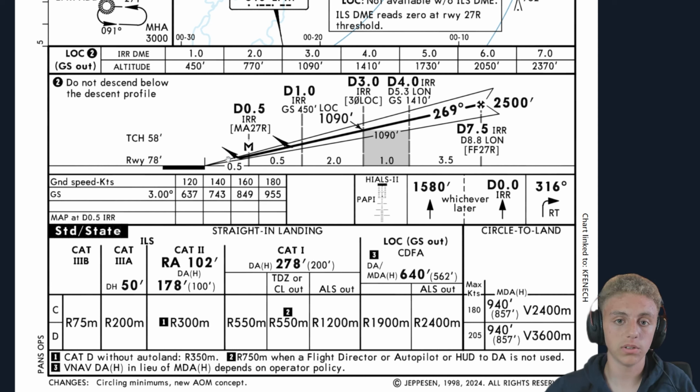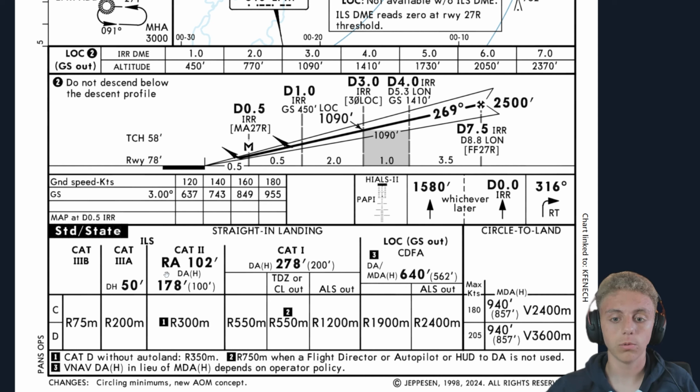For a category 1 landing, so with decent visibility, your decision altitude or height is 278 feet or 200 feet QFE. With the ALS out, you have to have a minimum visibility of RVR 1,200 feet, and the touchdown zone or centerline lights out 550 feet, but with a note over here. It tells you that the RVR is 750 feet when a flight director, autopilot, or HUD to decision altitude is not used. If these are used, the RVR remains 550 feet, always.